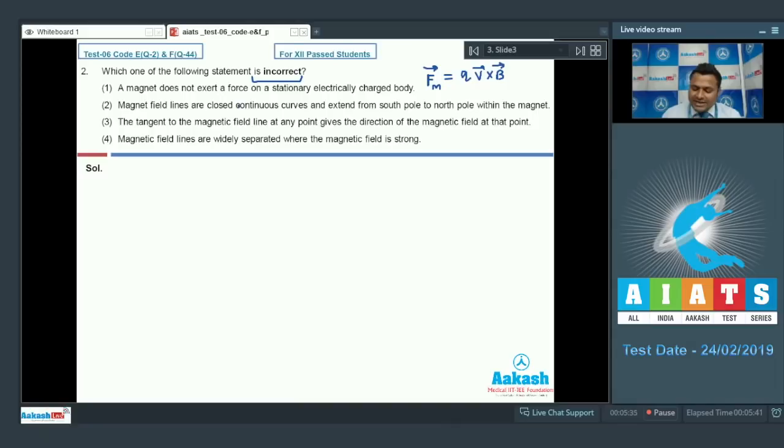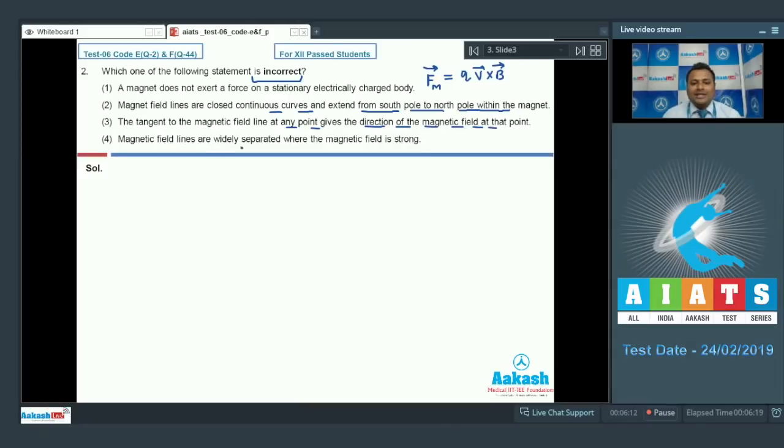Second, magnetic field lines are closed, continuous curves and extend from south pole to north pole within the magnet. So true, because for a bar magnet, the direction of magnetic field lines outside is from north to south, and as it forms a closed continuous curve, within the magnet it will be from south to north. So option number 2 is also correct. Tangent to the magnetic field line at any point gives the direction of magnetic field at that point. Absolutely correct. But we have to pick the incorrect option.